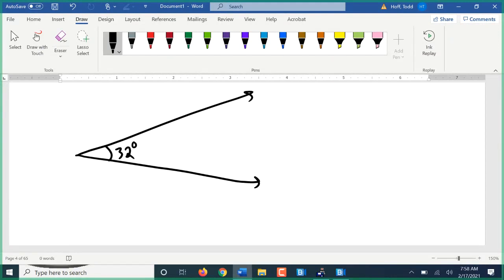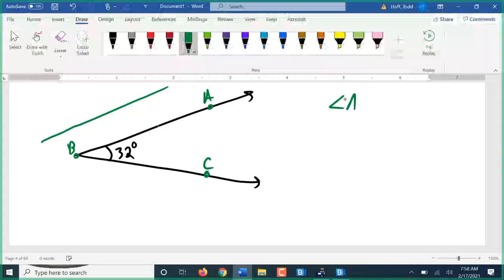What I'm going to do is construct lines that are parallel to the sides of this angle. If I construct this line parallel to that side, let's do this. I'll call this A, B, and C. That's angle ABC. We always put the vertex in the middle of the letters. This new side I drew is parallel to side AB.